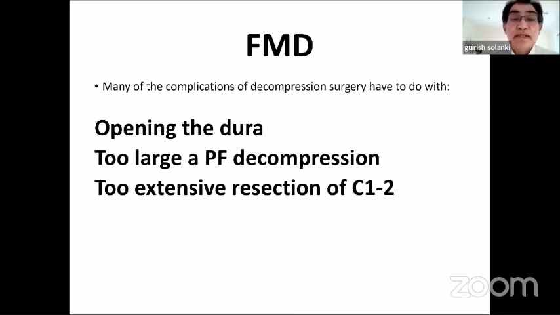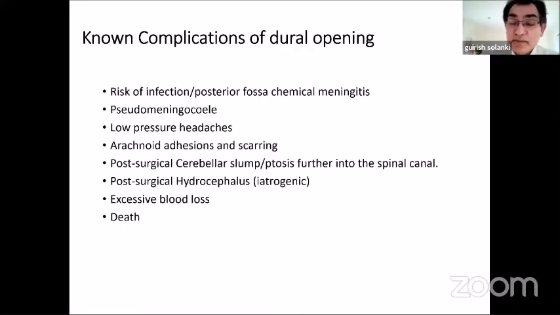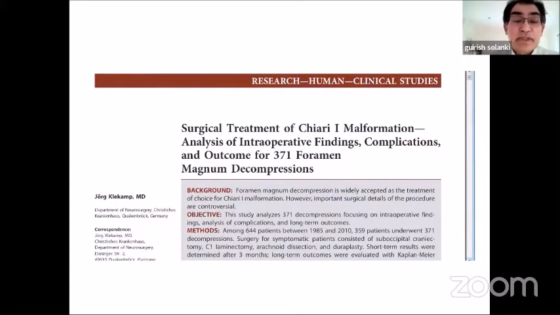But what we know is that the complications of foramen magnum decompression have all to do with opening the dura, carrying out too large a posterior fossa decompression, or too extensive resection of the posterior arches of C1 and C2. So if we can avoid that and still achieve those objectives, then we should be a lot better. These are other complications of the dural opening: pseudomeningocele in something like 40% of cases, posterior fossa chemical meningitis, arachnoid adhesions later on. And this has been well demonstrated by those that carry out this procedure in large numbers, like George Klekamp.